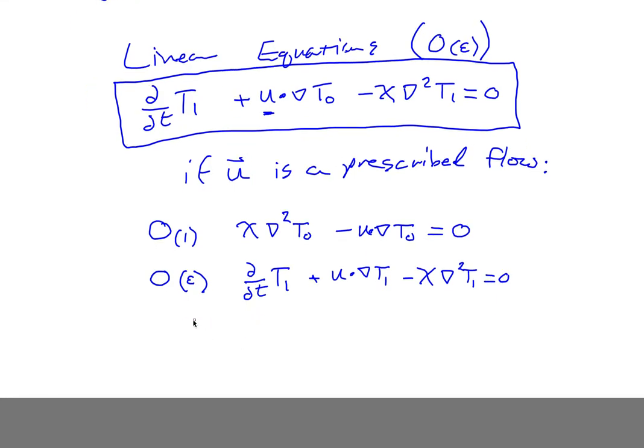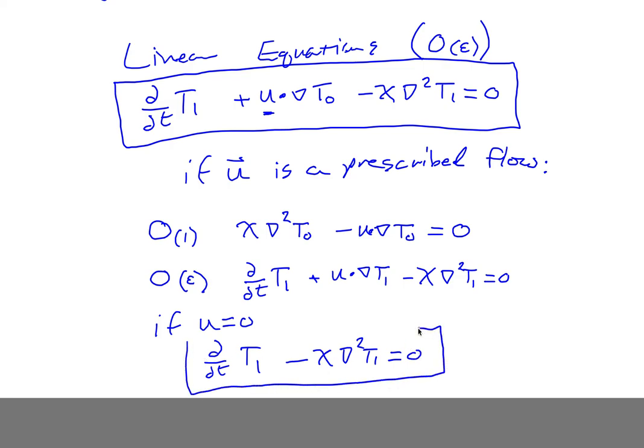Lastly, if u equals 0, then we get the classic heat equation, d by dt of t1 minus chi del squared t1 equals 0. Heat equation. In our next lecture, we'll learn what to do when we have a system of equations, including, for example, u as well as t1.